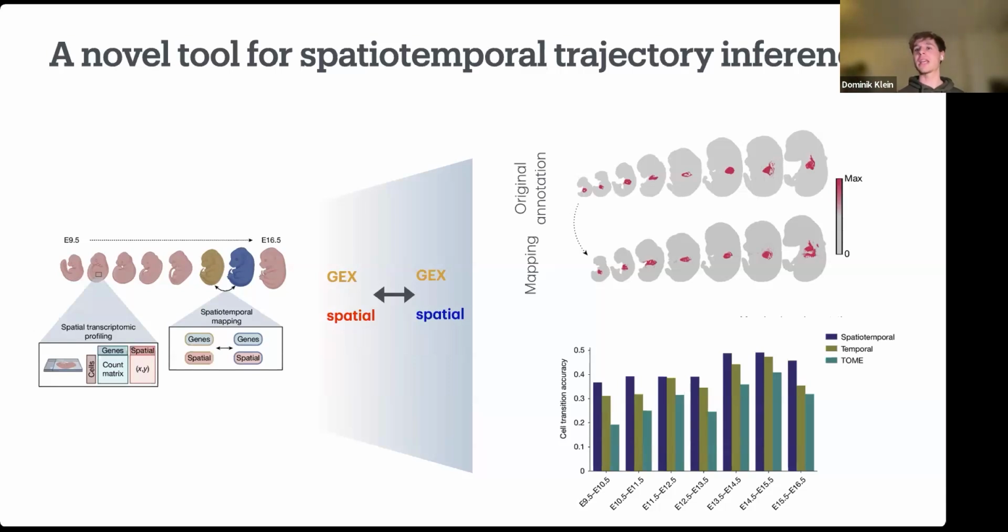TOME, in comparison, is a KNN-based trajectory inference method. So yeah, I'm not going to go into details of the differences between optimal transport and KNN, but many people still ask what is different. So the difference is that we have these marginal constraints, and hence in optimal transport we basically find a mapping based on a global view of the data, whereas in KNN, we always only look at the very closest neighbors, and hence have a local view of the data.